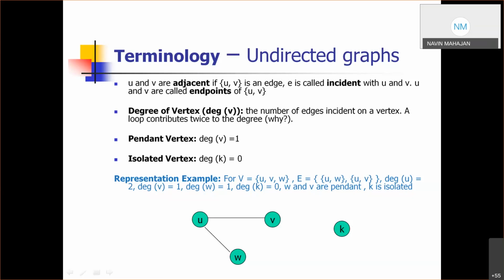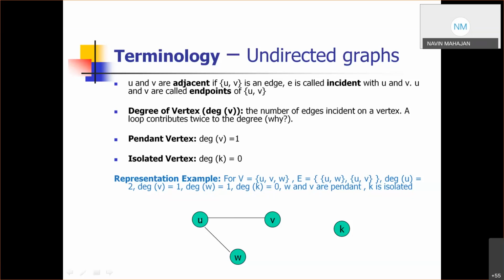What is a pendant vertex? A vertex with degree of v equal to 1. See this: at v and w we have only one edge coming into each and nothing going out, so only one edge is connected. So these are called pendant vertices. These v and w are called pendant vertices where degree of v equals 1. What about the degree of u?